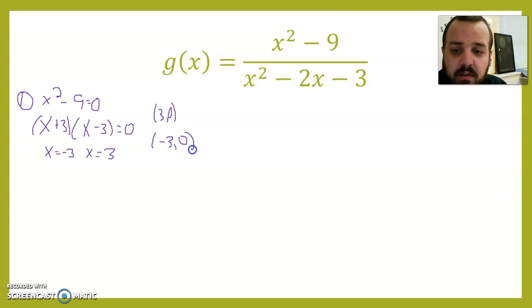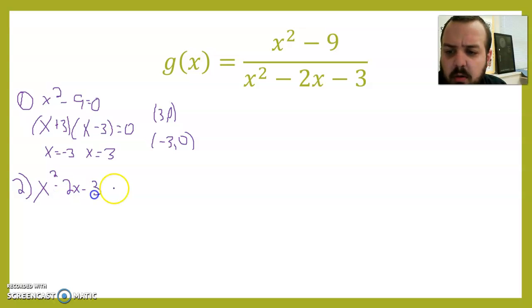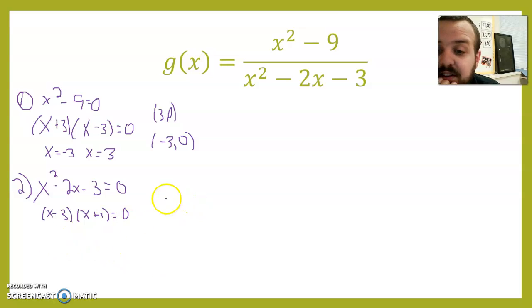Step two, we're going to find the discontinuities. In order to do that, we're going to set the denominator equal to 0. So we're going to say, all right, x squared minus 2x minus 3 equals 0. We'll go ahead and we will solve that. Again, to do that, we're going to have to factor here. I'm going to get x minus 3 and x plus 1. And when I solve this, I'm going to get x equals 3 and x equals negative 1.